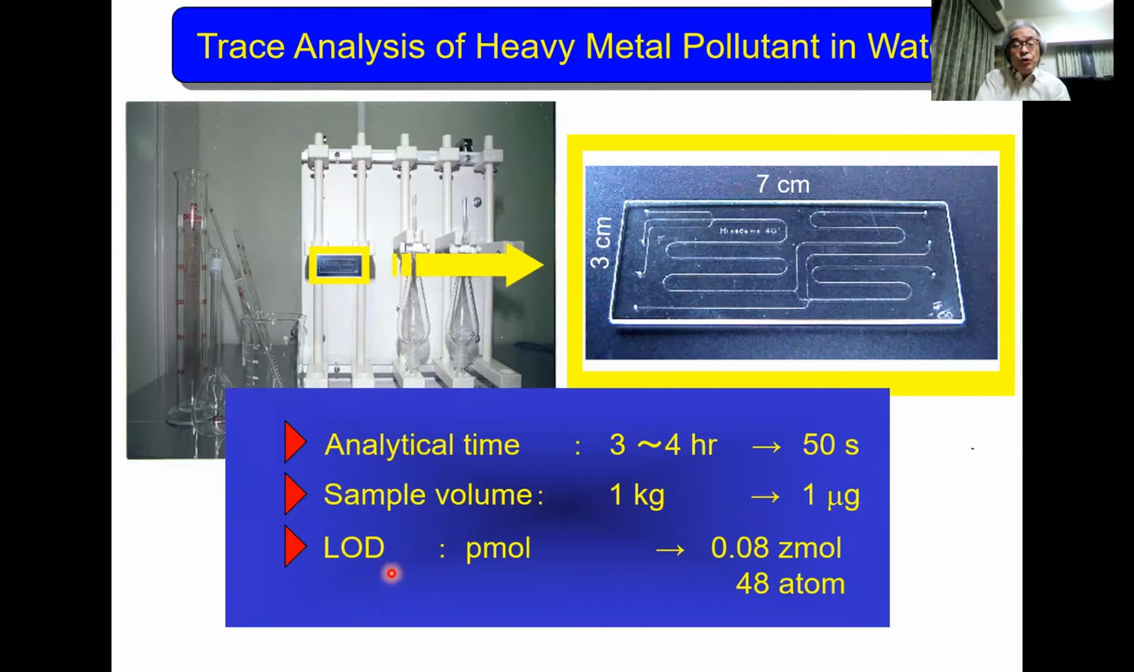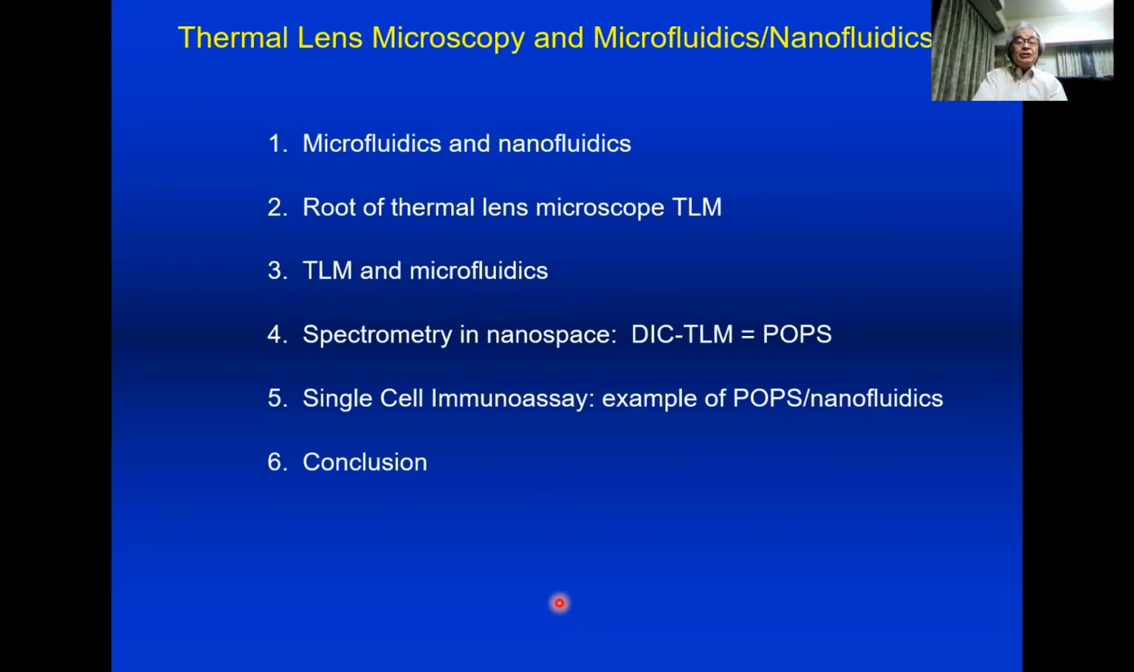And then the lower limit of detection is improved, due to the high sensitivity of the thermal lens microscope, from picomolar to 0.08 zeptomolar. Zeptomolar is 10 to the minus 21. And the absolute amount of the target is 48 atoms in liquid. So in this way, all of the performance is remarkably improved by this kind of micro integration. And this is something typical of microfluidics.